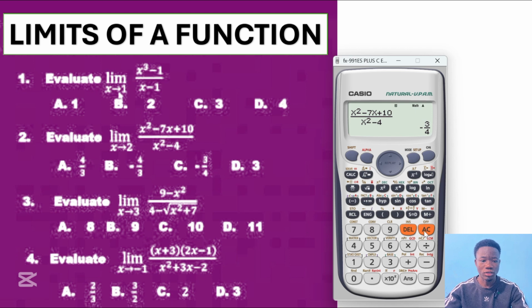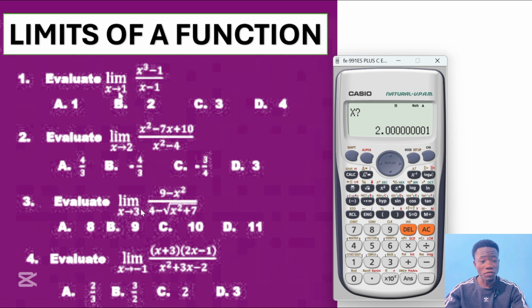Now the third one, evaluate the limit as x is approaching 3 of 9 minus x squared over 4 minus the root of x squared plus 7. So you key in the function: 9 minus x squared, all on 4 minus the root of x squared plus 7. Then you click on the curve. You are going to calculate this. Then it's asking for the value of x.